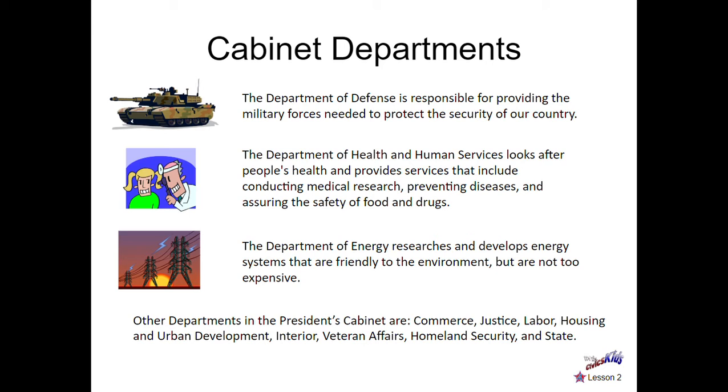Department of Energy researches the development of energy systems and whether or not we should be moving towards something, or whether or not we should keep our oil supply at a certain level of production. The other ones are Commerce, Justice, Labor, Housing and Urban Development, Department of Interior, that's land, Veterans Affairs and Homeland Security, and then Secretary of State.